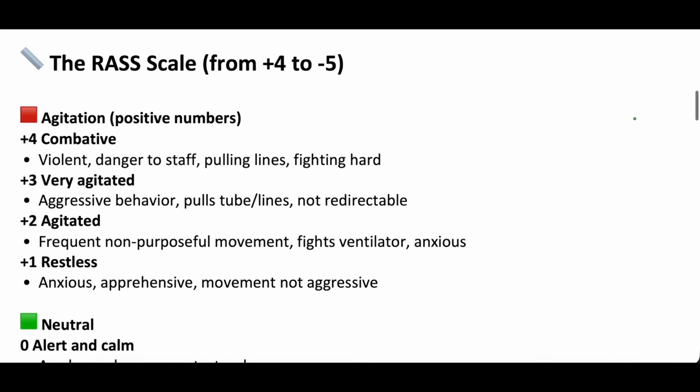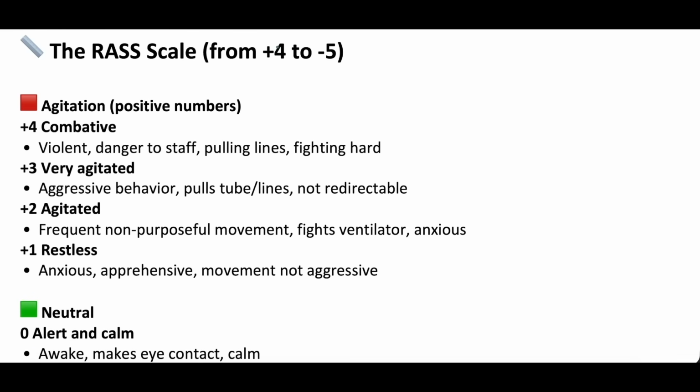So let's get into what the RASS scale actually is. So it goes from +4 to -5. And positive numbers are more awake, negative numbers are more sedated. So how do we actually do it?